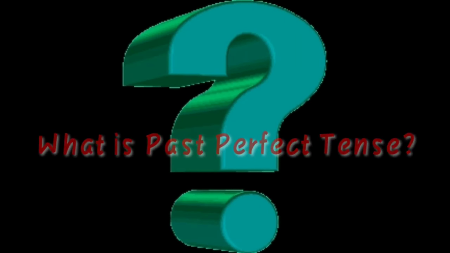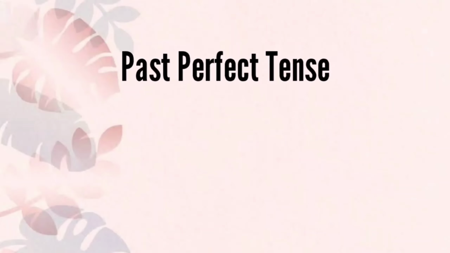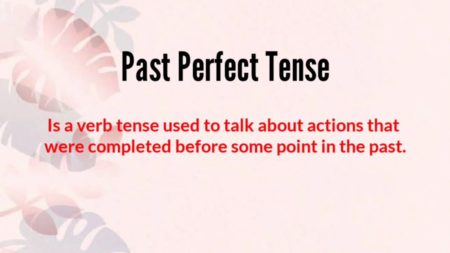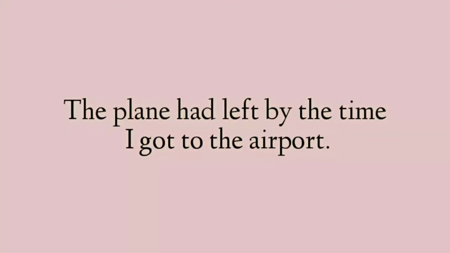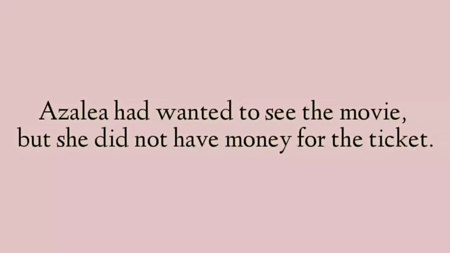Let us proceed to past perfect tense. What is past perfect tense? Past perfect tense is a verb tense used to talk about actions that were completed before some point in the past. Let's have this as an example. Rana knew Surigao Island so well because she had visited the island several times. The plane had left by the time I got to the airport. Azalea had wanted to see the movie but she did not have money for the ticket.